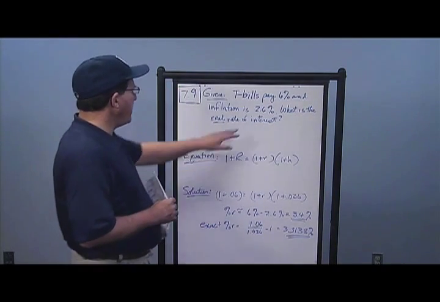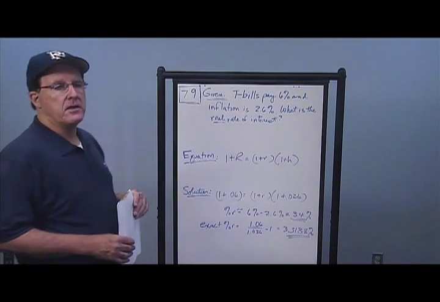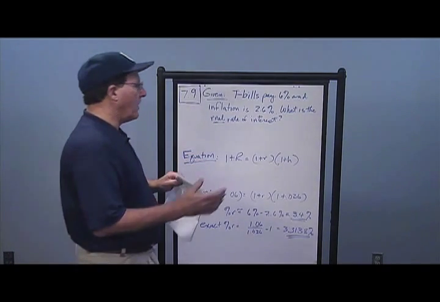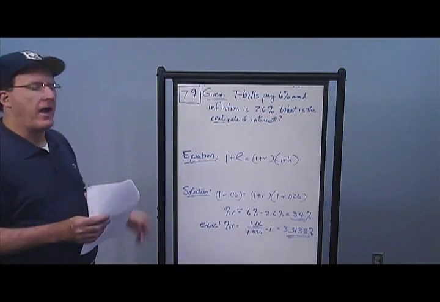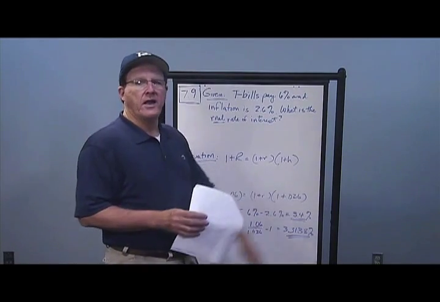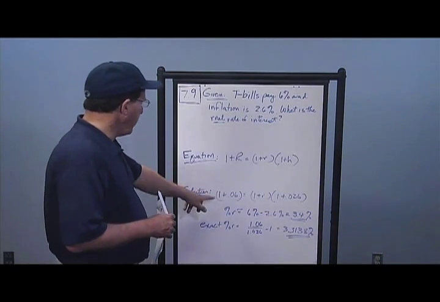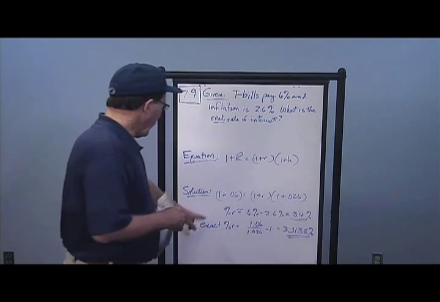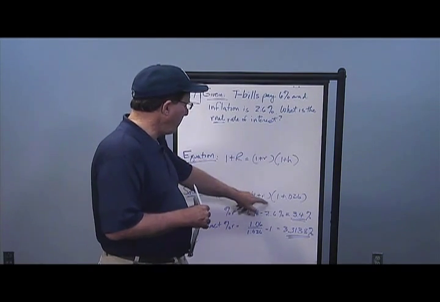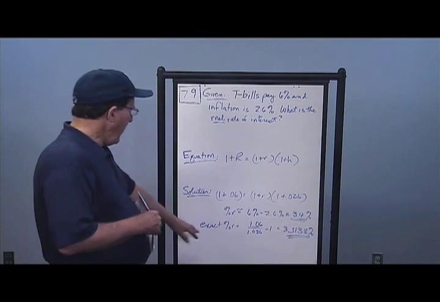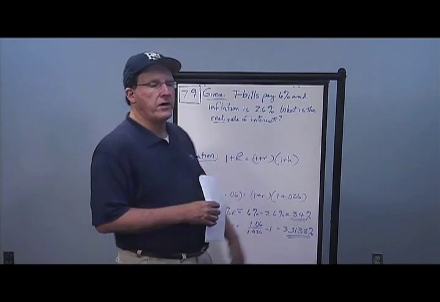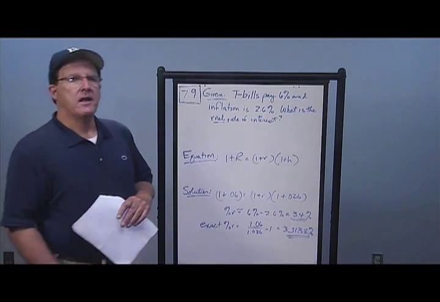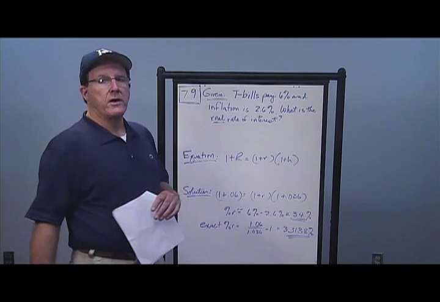To get the approximate Fisher effect, to get around the answer before I even solve for the exact, I can just take 6 minus 2.6. So my approximate rate should be around 3.4% when it's all said and done. When I plug the numbers into the exact Fisher effect equation, I get 1 plus 0.06 equals 1 plus r times 1.026. The exact percent r is 3.3138%, so my approximation of 3.4 is not too bad. I'll take it. Exact Fisher effect, 3.3138, is your answer to problem number 9.